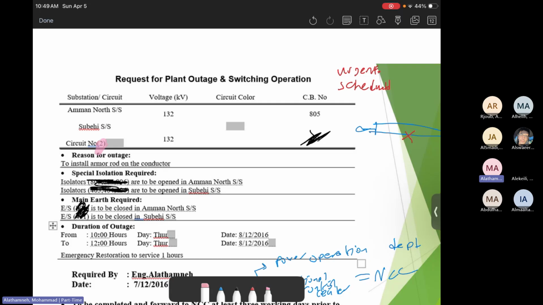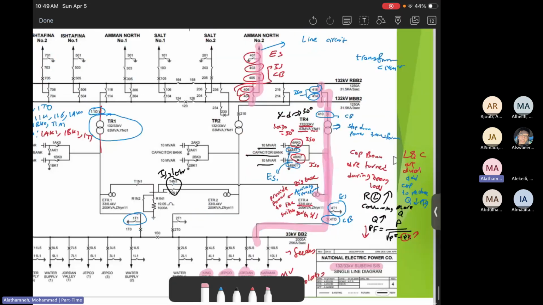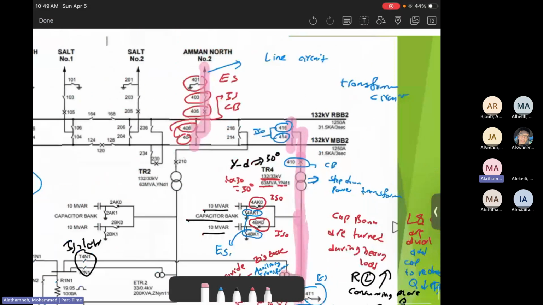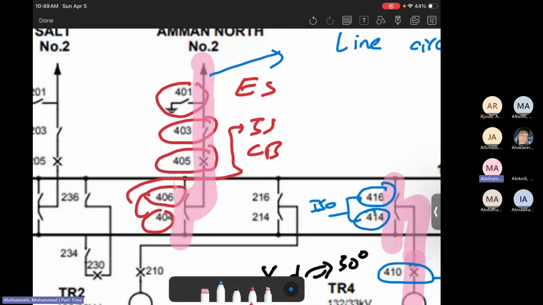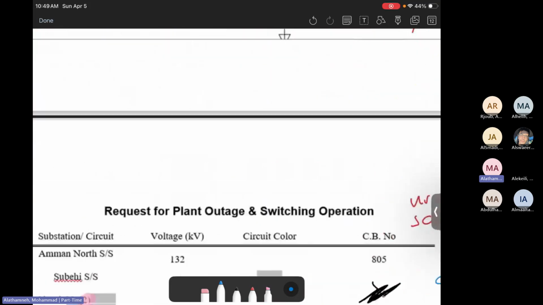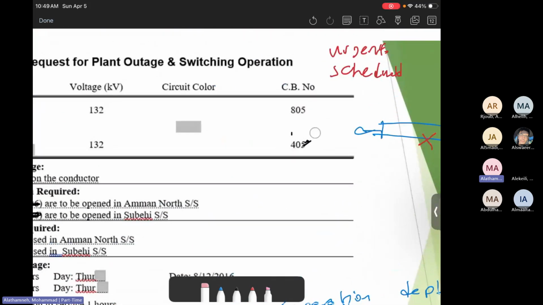So we need to be consistent. You cannot skip one step, or work too fast on one substation and not on the other substation. So keep in mind, let's go to the Sbehi substation. Look for Amman North. Again, we will look at the line circuits, not the transformer circuit, just the line circuits. Here it is. Where is the circuit breaker? Here's the 405. So basically, you will erase it and write 405 here.